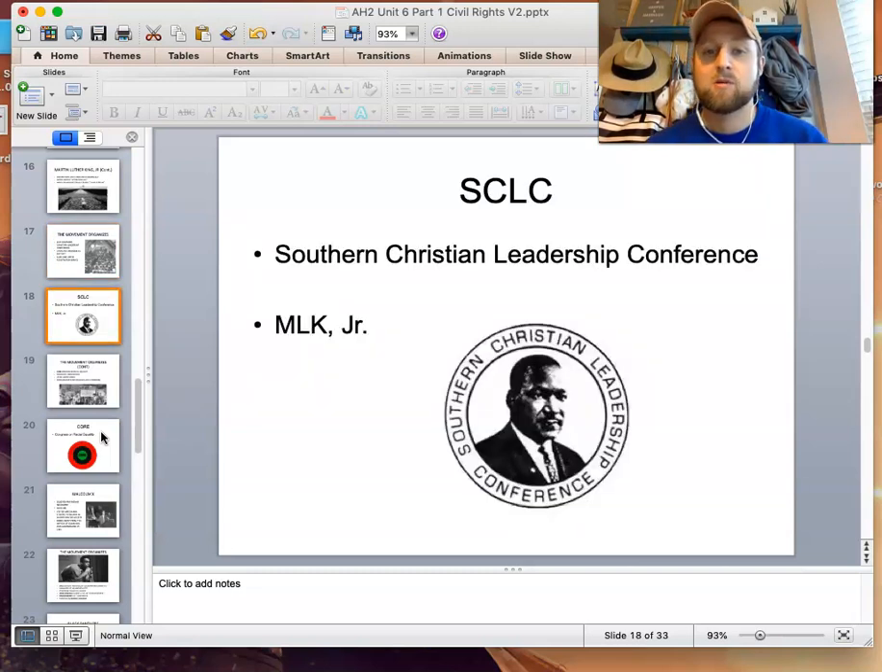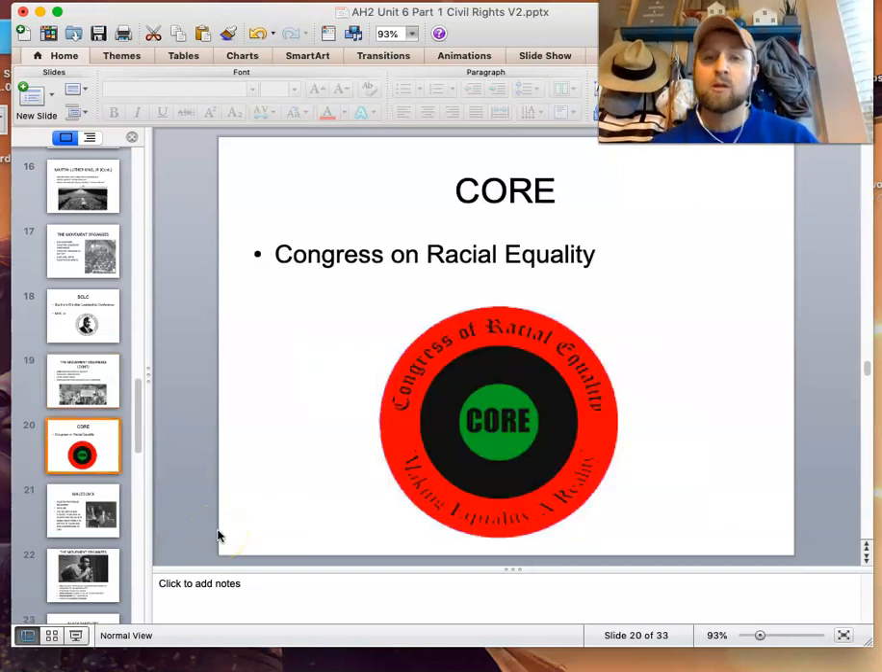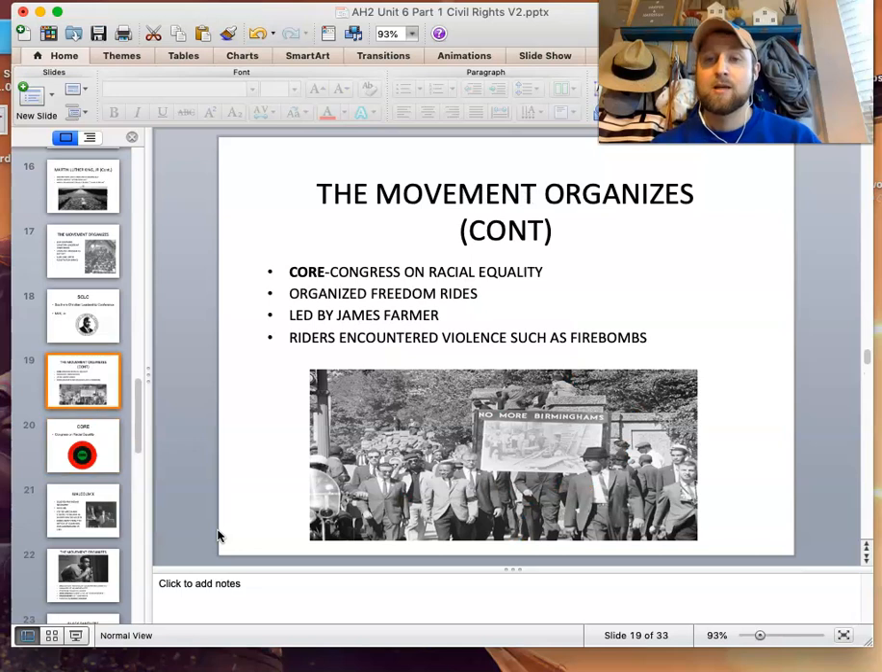SCLC, founded by Dr. Martin Luther King, again, the Southern Christian Leadership Conference. We just talked about the Freedom Riders and how they were attacked. James Farmer, he created the notion of the Freedom Ride. The purpose of the Freedom Ride was really to get Congress's attention, and it worked because it led to CORE, or Congress of Racial Equality. This was a group of congressmen, black and white, who met to try to figure out laws and progress laws far enough to make things equal among blacks and whites in the United States.